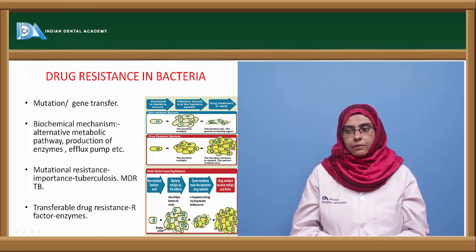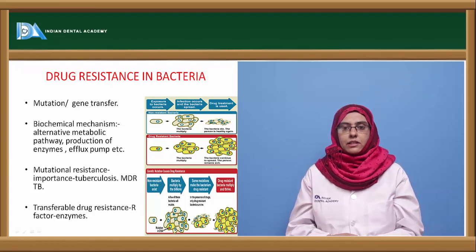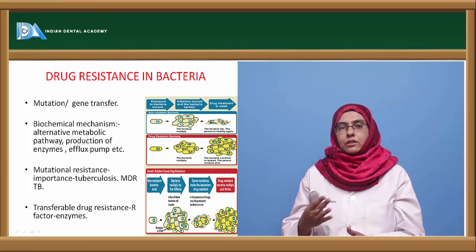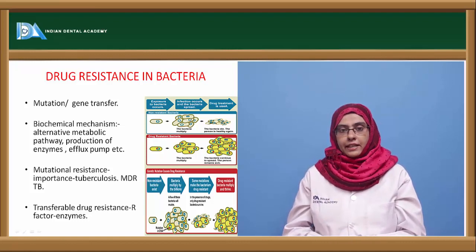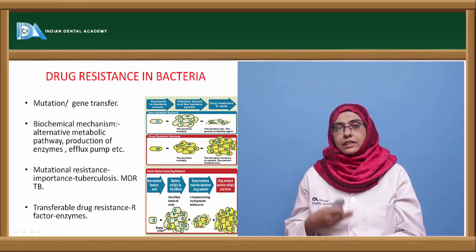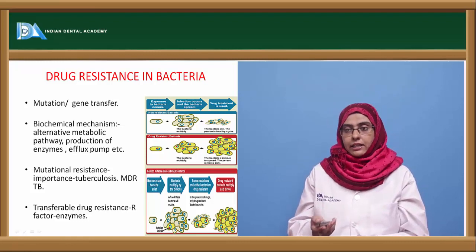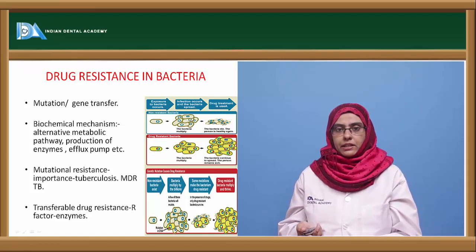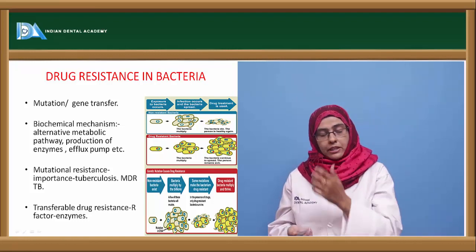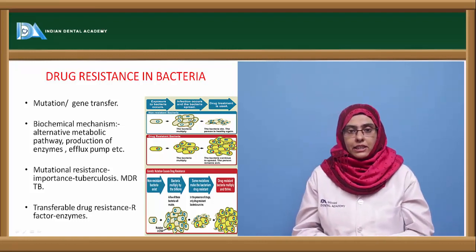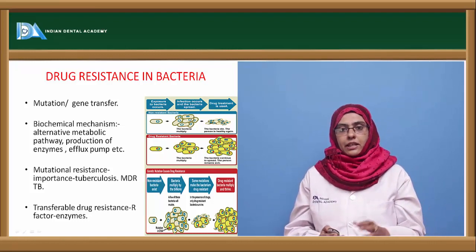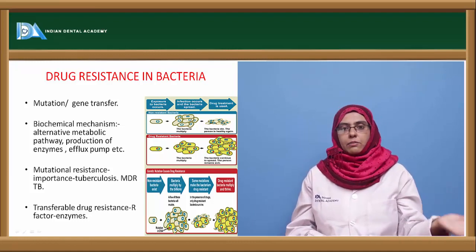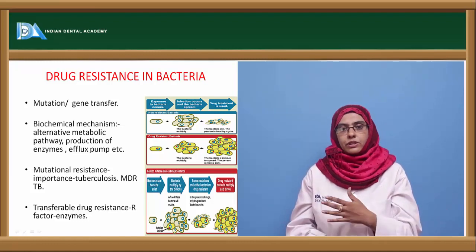And here, transferable drug resistance factors are another important thing, that is the RTF and R determinant, that usually cause drug resistance in the organism. The R factors usually produce enzymes to inactivate the antibiotic, and hence there is an emergence of drug resistance in bacteria. And use of antibiotics in animal feeds can also lead to drug resistance, and these drug resistant bacteria can be transferred to humans when they consume the animal as their nutrition.